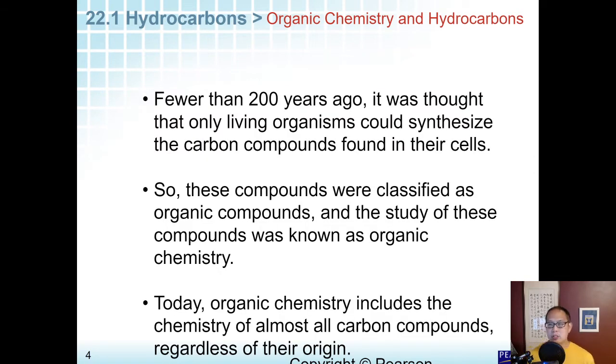Before we get there, just to comment on why this is called organic chemistry. About 200 years ago, it was thought that only living organisms could synthesize the carbon compounds found in their cells. That has since been shown to be not the case, but that's what was believed 200 years ago, and as we've seen at other times, what people believed when things got named is what makes the names stick. So they called these compounds organic compounds, organic meaning life, living things, and the study of these compounds was known as organic chemistry. Today, organic chemistry includes the chemistry of almost all carbon compounds, even if they are not formed from living organisms.